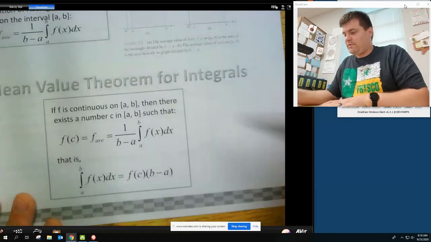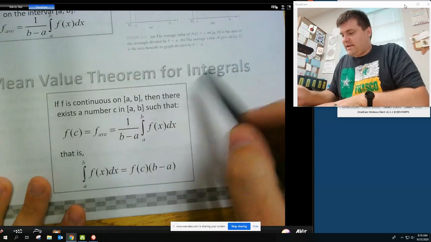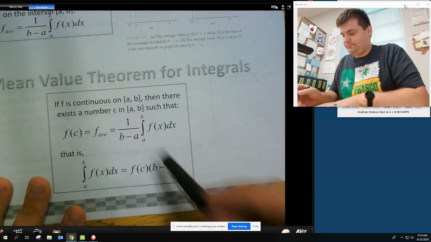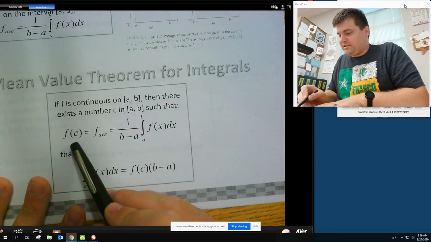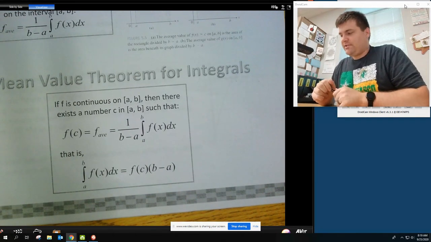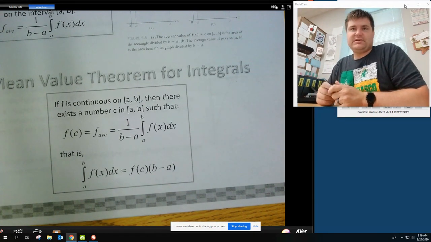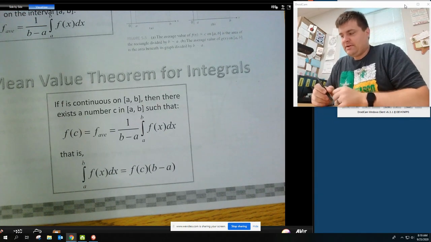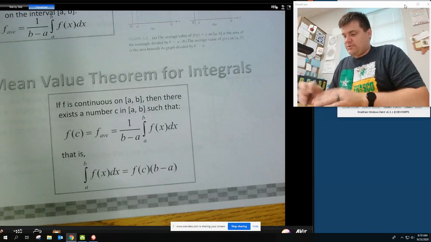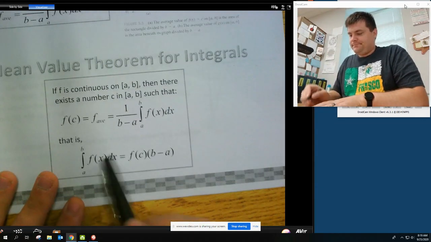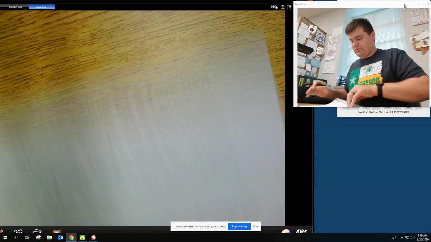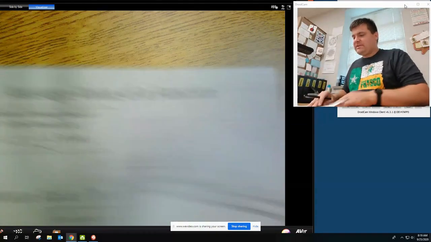The mean value theorem says: if f is continuous on a to b, then there exists a c in a to b such that f(c) equals the average value. It's really just saying that that height has to happen at some point. That height has to happen somewhere, because again, it's continuous, it's not jumping or skipping anywhere. It can also be rewritten this way, so it doesn't really matter how it's written. Let's go ahead and do some problems that deal with it.